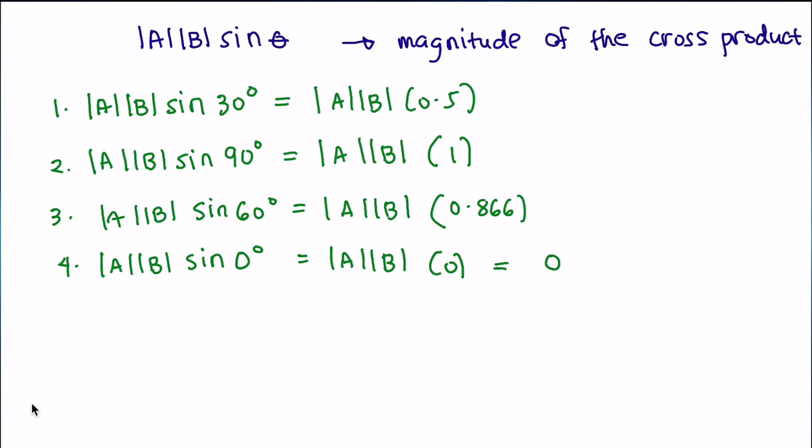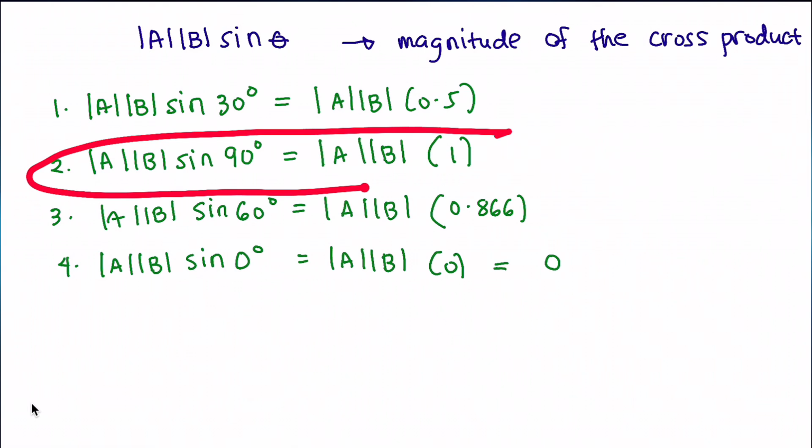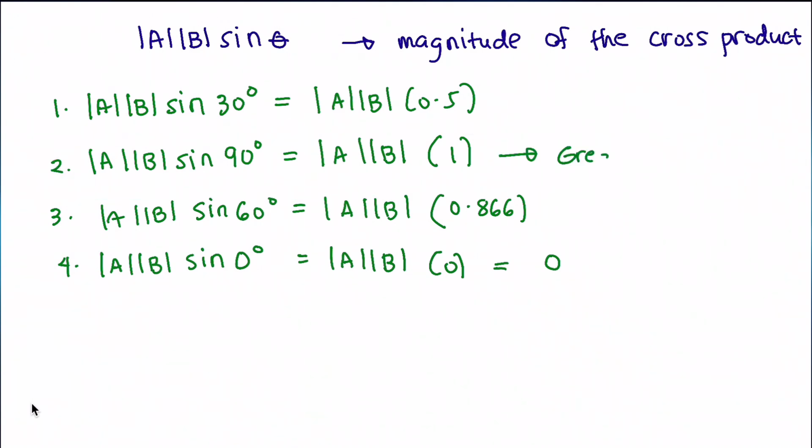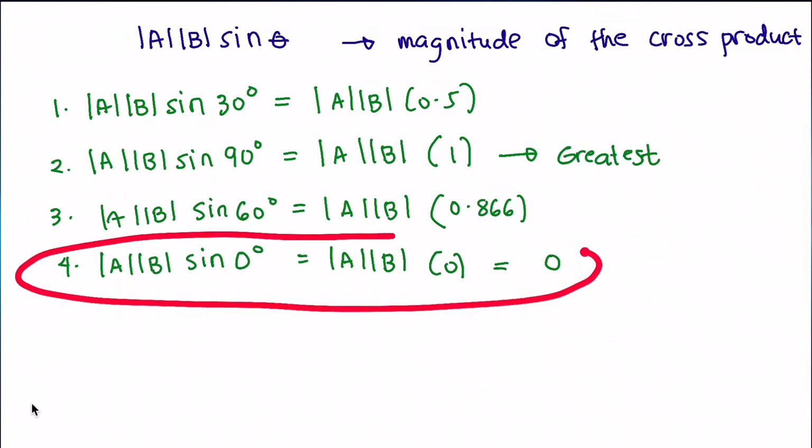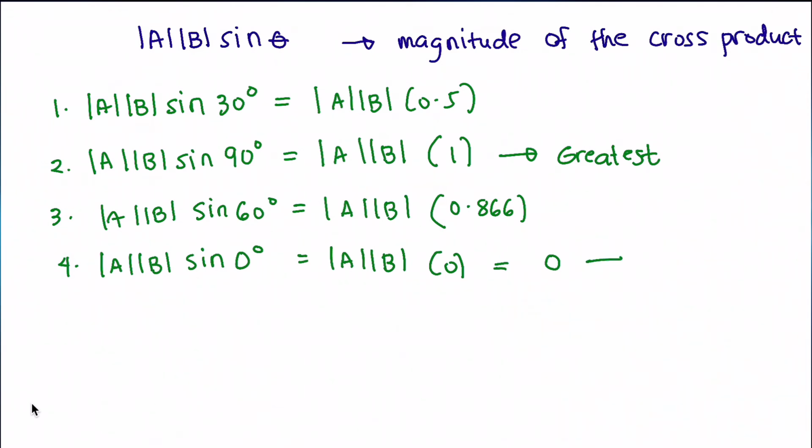Now, having these values for the sine theta, we can clearly see that case number 2 will have the greatest magnitude of the cross product. Let me write that down. While case number 4 will have the least magnitude of the cross product.